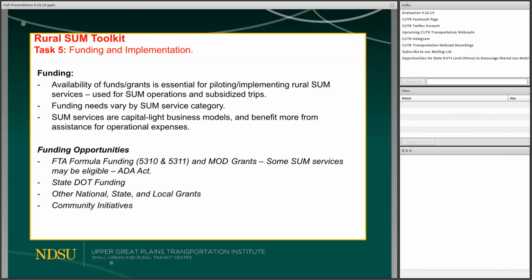If you want to bring in a ride sourcing service, it could be expensive, but if you want to bring in something like low-cost bike sharing, it could be not so expensive, and maybe there are some local funding providers that could cover that cost. So they are pretty broadly varied.